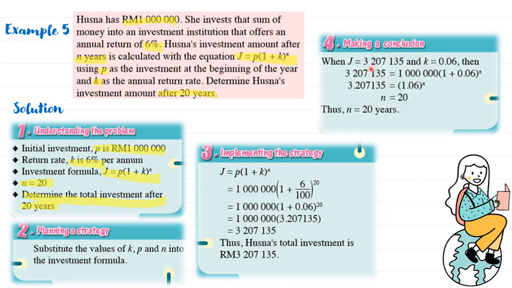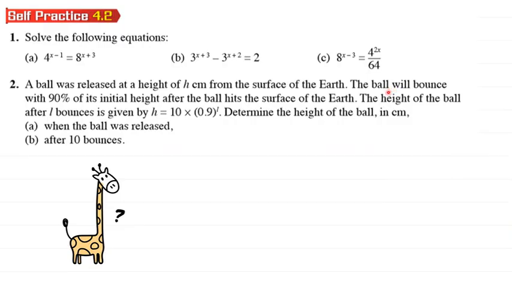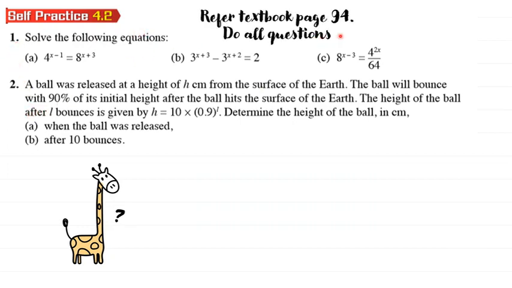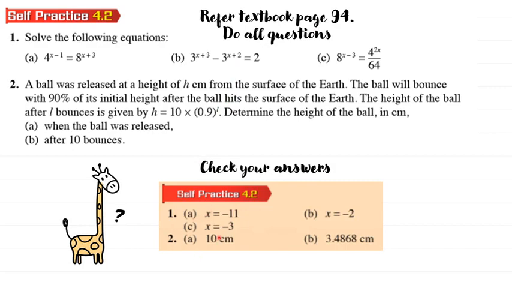Since this is the value that you get after 20 years, and this is the value of K, you just check the answer to get the value of n. So n is 20 years, meaning that after 20 years you will get 3,207,135. Then lastly, please do practice 4.2 for question 1 and also question 2. You can refer to your textbook page 94. Do all the questions and then check your answers here for question 1 and also question 2.